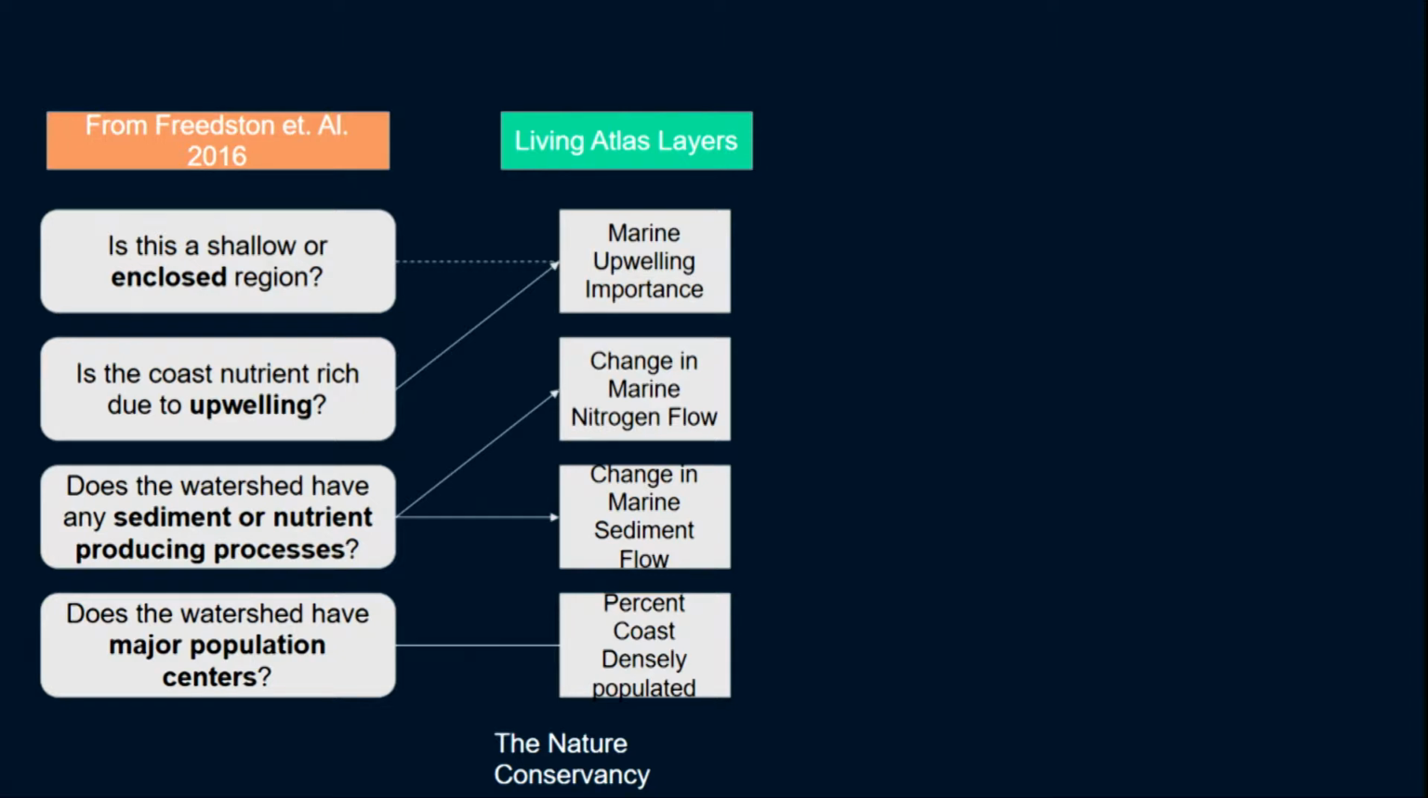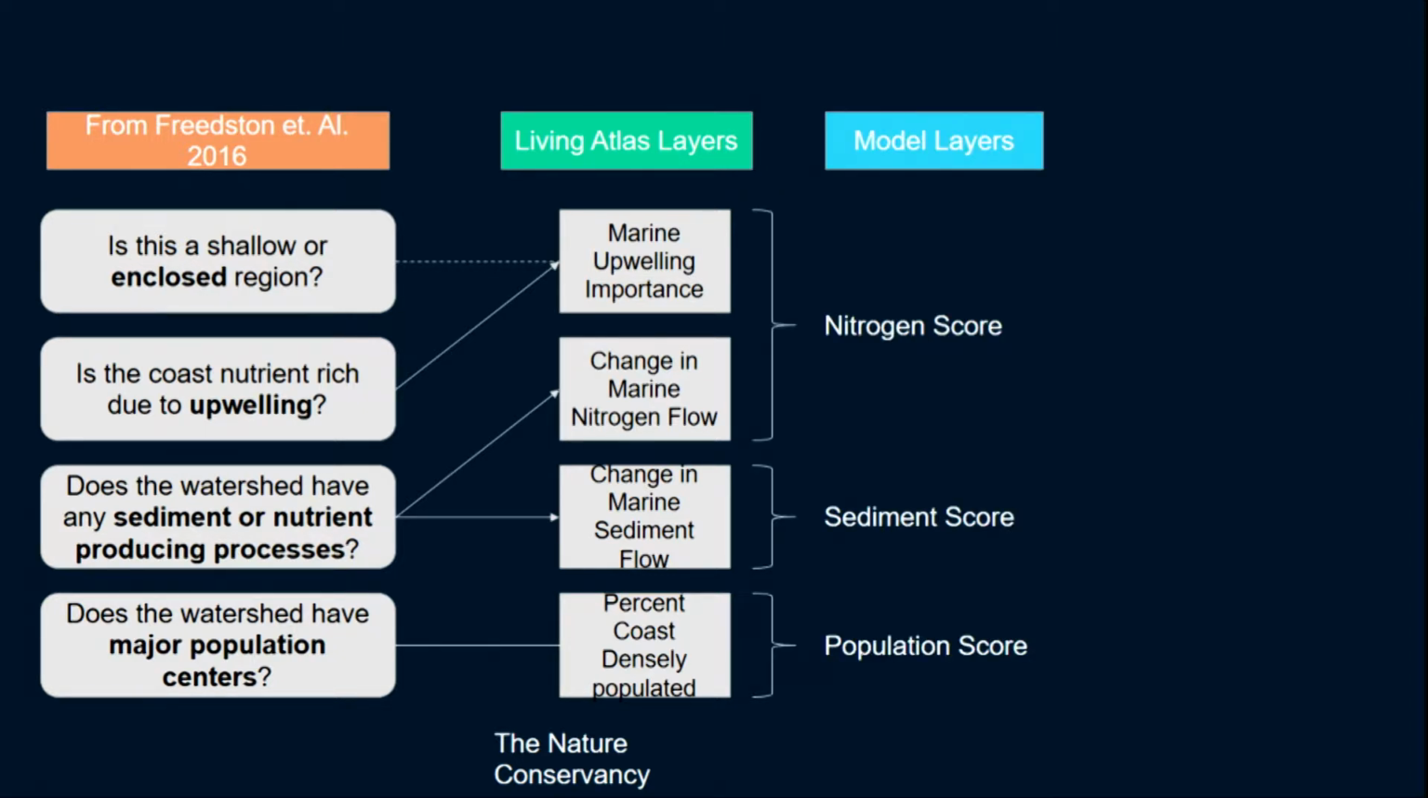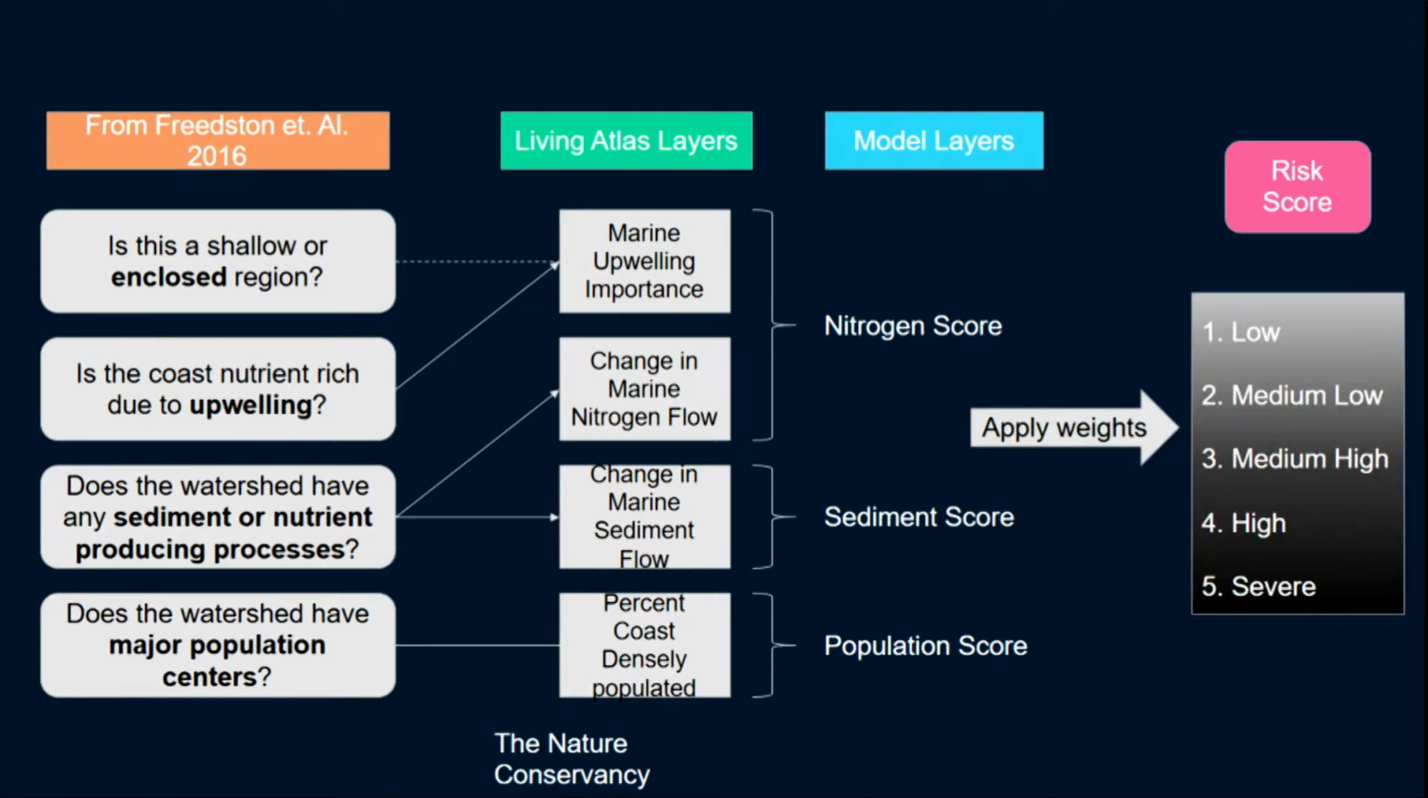So I took these layers, and then I categorized them a little bit further, one into a nitrogen score, another into a sediment score, and finally a population score. So I had these 3 scores. I then, after a literature review, applied weights and ended up with a very simple risk analysis, 1 being low risk, 5 being high risk, very severe. So the gears are turning. I'm producing work. I'm like, great, this is awesome. This is so cool. I'm making science happen.